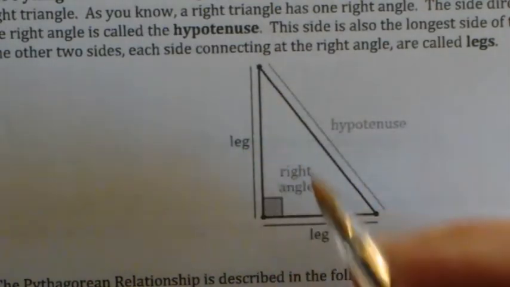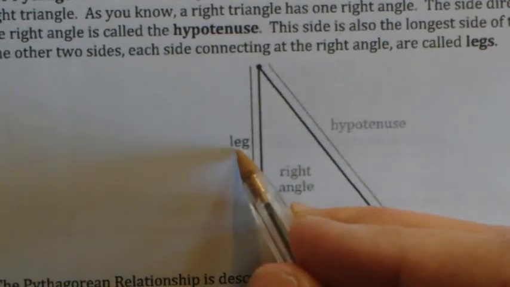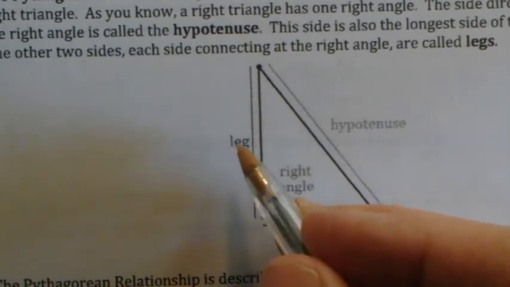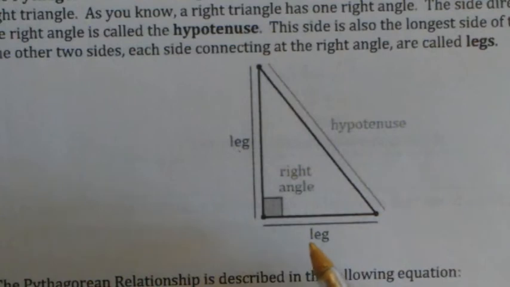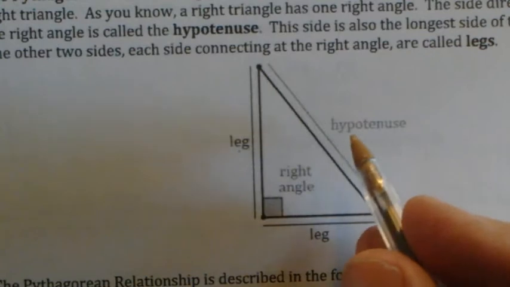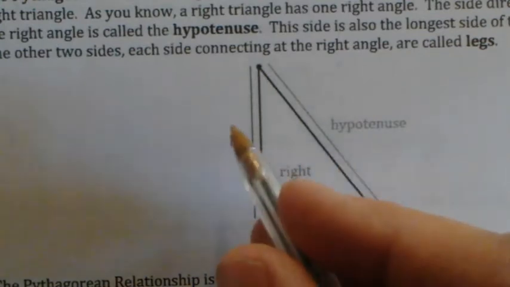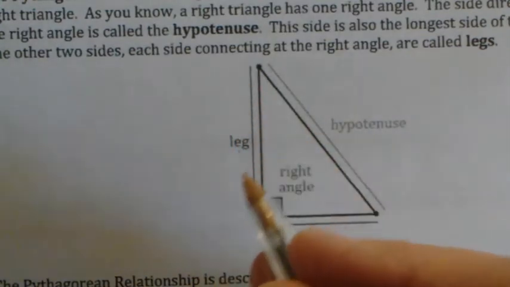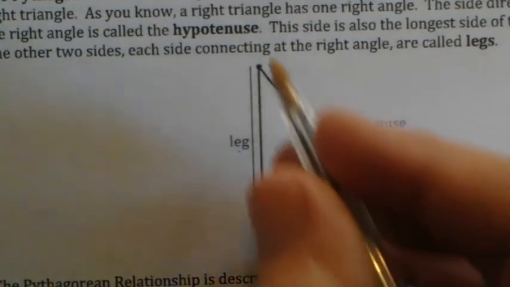If you measure each leg and you square this leg, square means you multiply it times itself, and you square this leg, you multiply it times itself. You add those two together, and it's equal to the hypotenuse squared when you multiply this one times itself. So these two smaller ones, you square them, add them together, and it's equal to this one squared.